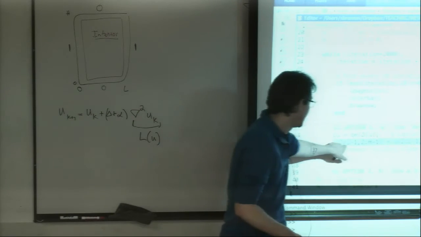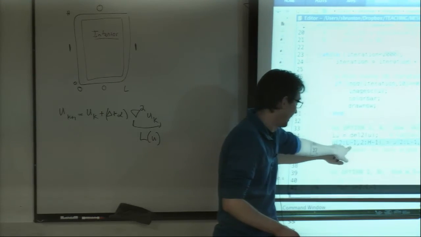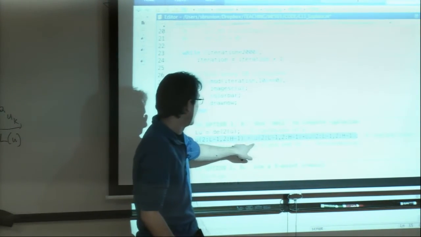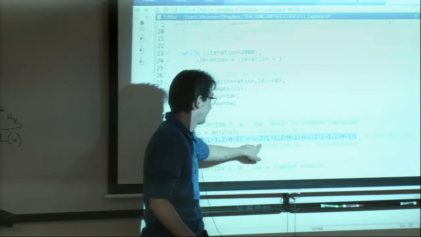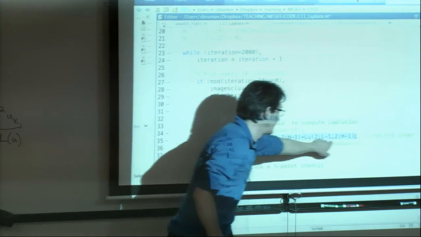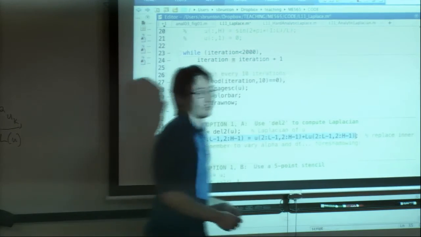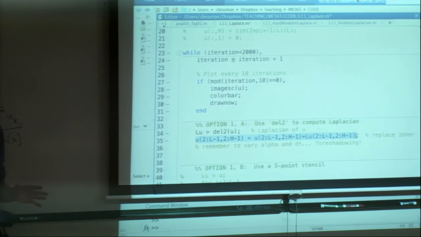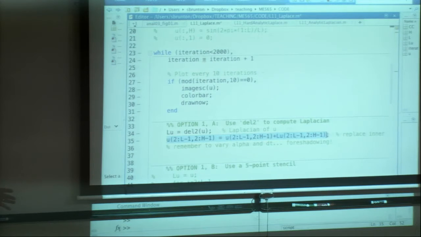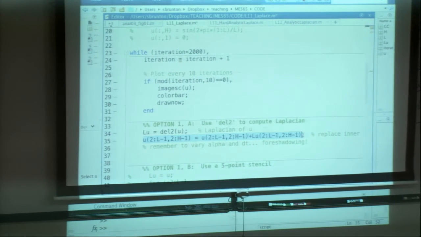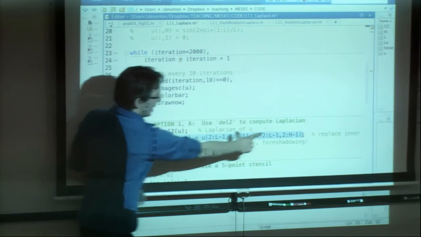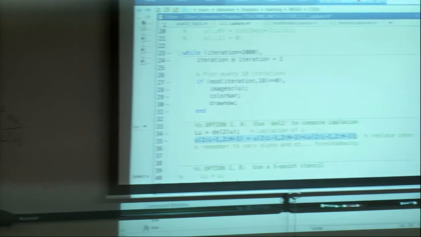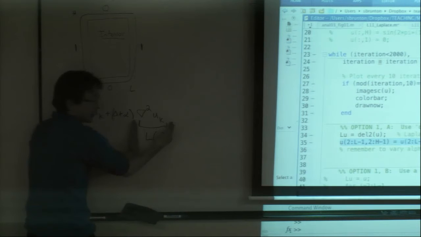So I say all of the interior points from 2 to L minus 1 and 2 to H minus 1, all of the interior points are going to equal their old solution plus some number times my Laplacian. Does this make sense? Does this not make sense to anyone? I can go through it more carefully. This is a big array, and this is a big array, and those correspond to u at my last time step and my Laplacian of u.